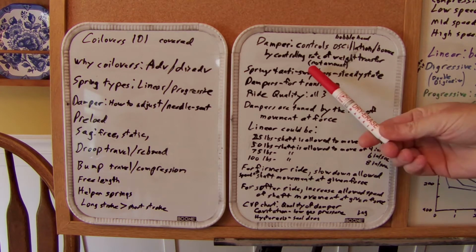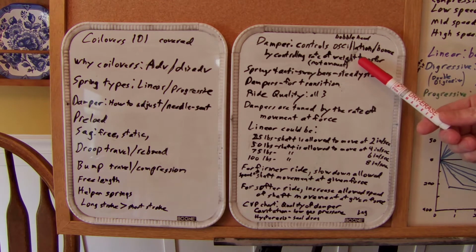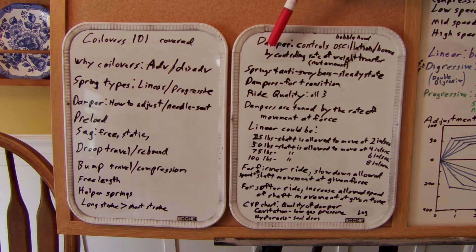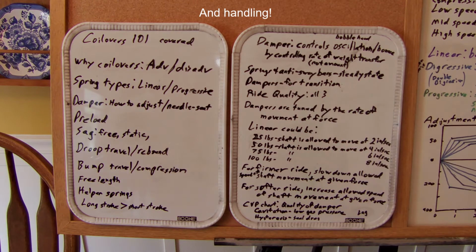It does this by controlling the rate of weight transfer, not the amount of weight transfer, the rate of weight transfer. So springs and anti-sway bars, they're a steady state, whereas your dampers are more for your transitions and they are dynamic. But all three affect your ride quality. If your springs are too hard, they require too much weight to move them. The vehicle is too firm. It's going to have a rough ride.